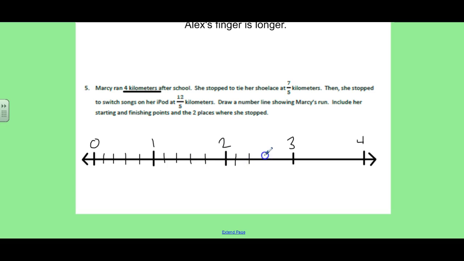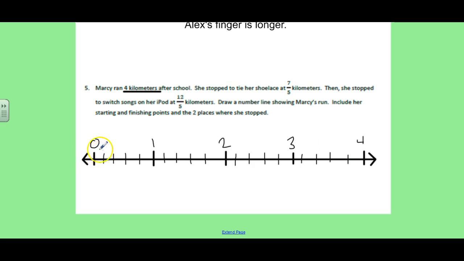Since there's a lot of different sections on here, we're not going to worry about writing every single fraction on this number line. We're going to worry about just putting the fractions that they're talking about in the problem. So we're just going to be worried about finding 7/5 and 12/5 and where those go on the number line. And then all we have to do is put the 2 places where she stopped. And since we're not having to answer a question or write anything in a complete sentence, whenever we're labeling number 5, we're not just going to want to put the fractions, but we're going to put what those fractions stand for.